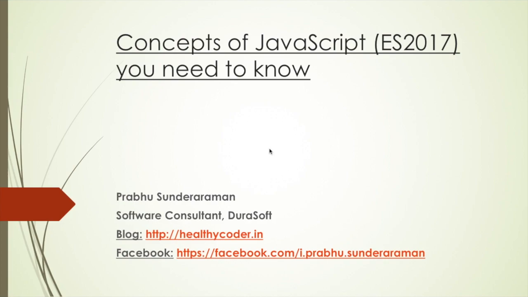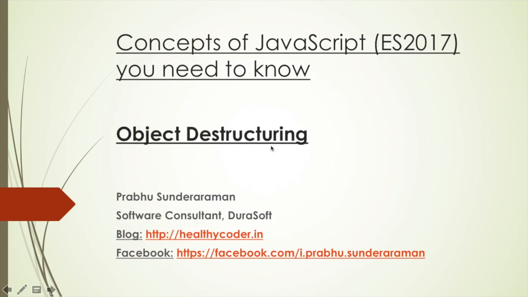There are a lot of libraries like React, GraphQL, and AngularJS 2, 3, 4 that are being very widely used these days. If you are a developer and you want to work comfortably in all these libraries, there are some concepts in JavaScript, the latest version, ECMAScript 2017 or ES6, that you need to know. So here is a series of sessions on these concepts. The first concept that we're going to discuss in this video is object destructuring.